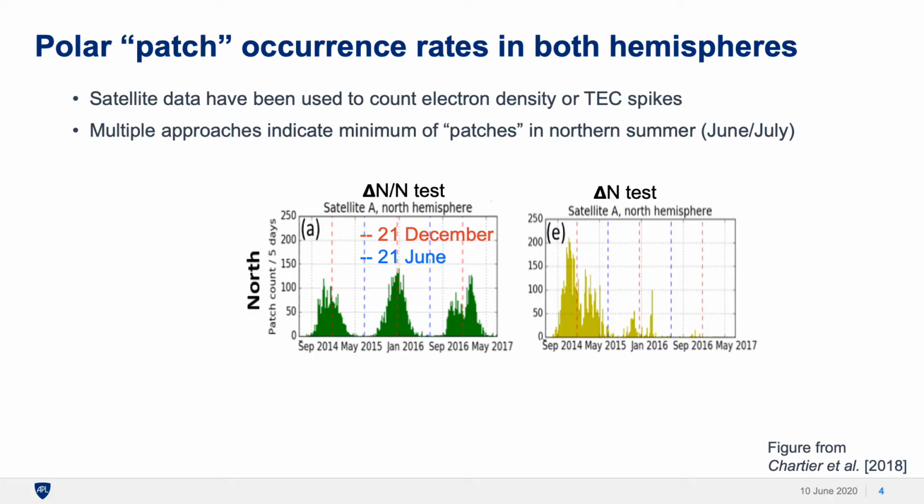The delta n test requires simply that the spike is larger than some absolute value. It could be 4 TEC units, or it could be 10 to the 5th electrons per centimeter cubed. In this case, it's 4 TEC units. So what we see here is that both of these approaches have a minimum around the June solstice, and the delta n test also has a solar cycle variability where the ionization level has decreased between 2014 and 2017, and that causes the counts to tail off there.